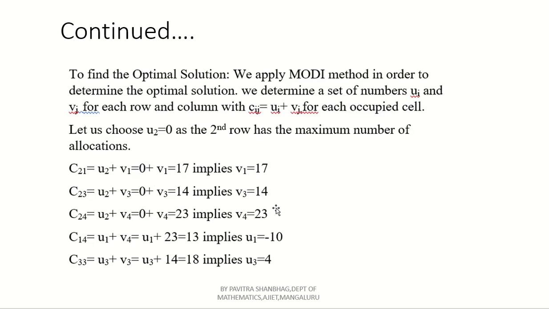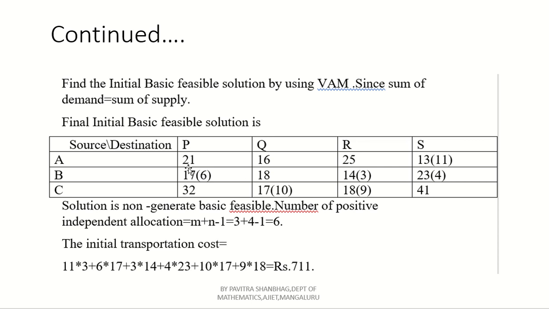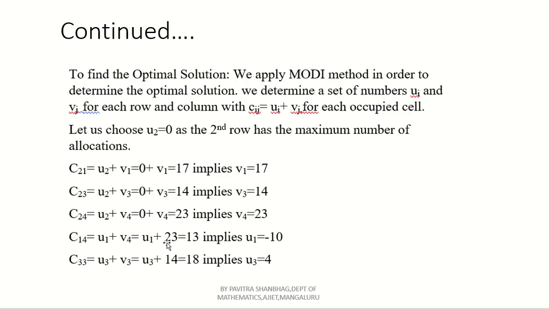Now similarly find out the remaining cells. What is left here? See here, C14 you can find easily. Then C32 and C33 you can find easily, right? Now what is C14? C14 is nothing but U1 plus V4, that is 13. V4 we already got as 23. So U1 plus 23 equal to 13. So what is U1? 13 minus 23, that is minus 10.